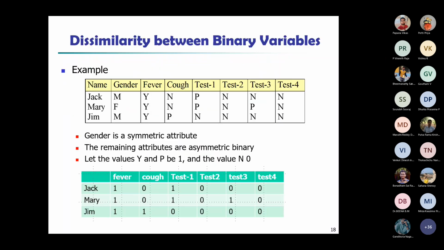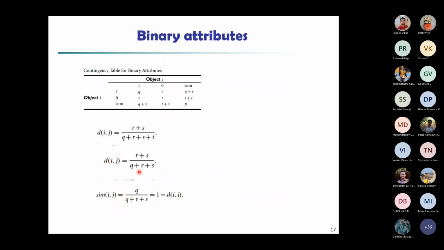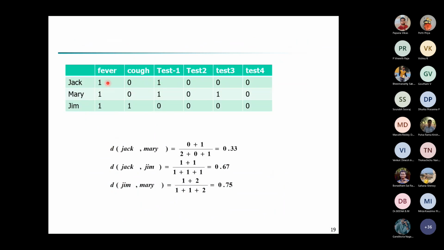Now what is the denominator, if you remember the formula? We are talking about asymmetric only. So our formula is R plus S divided by Q plus R plus S. R plus S we have found out. Now Q also we should find. What is Q? Q means 1 1, both objects having 1. How many instances do we have of the 1 1 situation? This is 1, this is another one. So 2 cases. That is why Q is 2, and then R and S we already found, so 0 plus 1. So this is our similarity for Jack comma Mary. When you calculate it, it becomes 0.33.